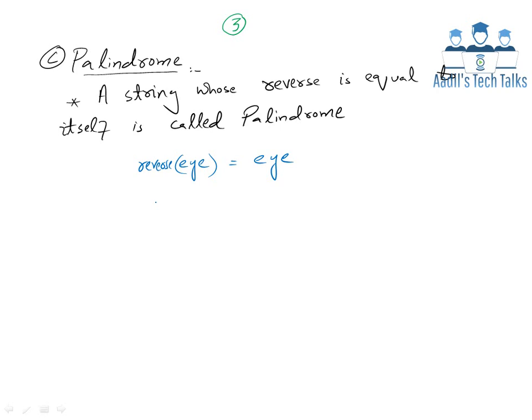Suppose there is another word ABA, and we find its reverse. So the reverse of ABA is again ABA. So the word ABA also falls in the category of palindrome.